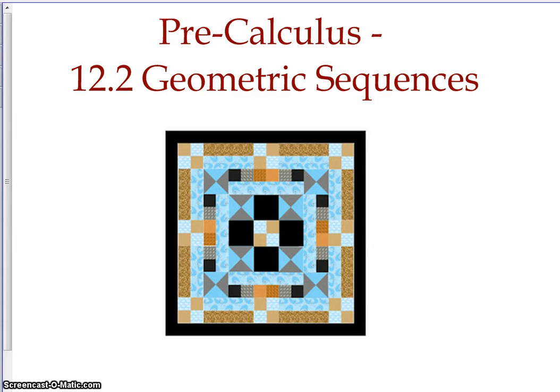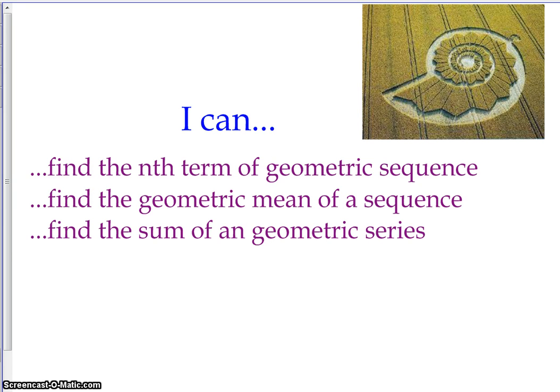Right, so now we're talking about section 12.2 on geometric sequences. All right, so now I have a couple of challenge problems. We're going to first talk about a geometric sequence. What we're going to look at is how do we find the nth term of a geometric sequence, how do we find the geometric mean of a sequence, and finding the sum of a geometric series.